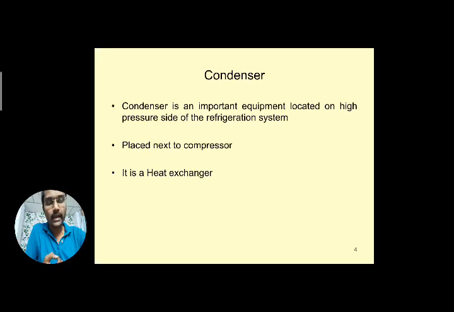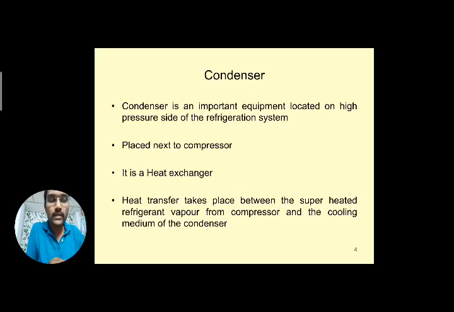Here one more thing: it can also be called a heat exchanger. As already discussed in the VCR system, heat exchange takes place between the cooling medium and the refrigerant flowing inside the tubes. The cooling medium may be naturally available air, forced air, or water, whatever it may be. The refrigerant flowing inside the tubes has a very high temperature, and it rejects the heat to the surroundings, to the air or to the water. Phase change takes place in the condenser, so it acts like a heat exchanger. The condenser can also be known as a heat exchanger in this case.